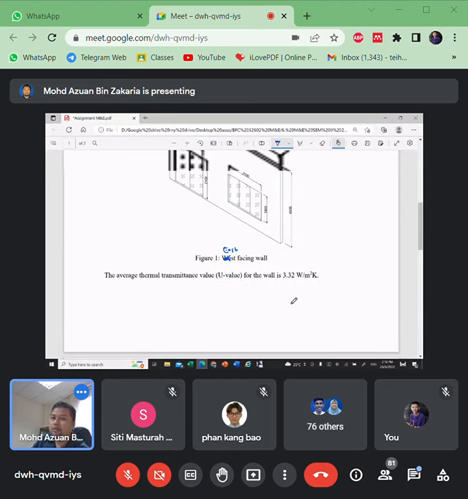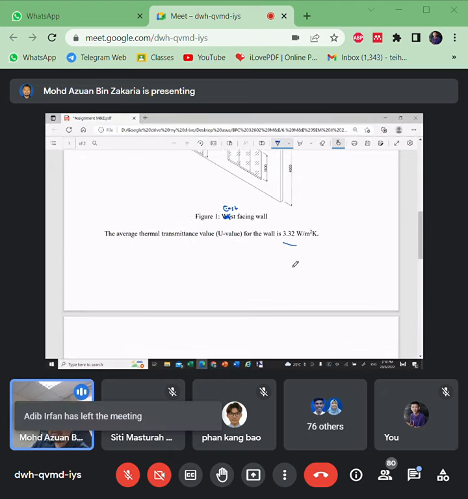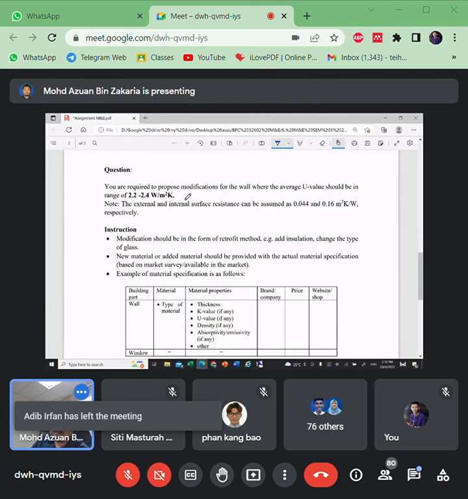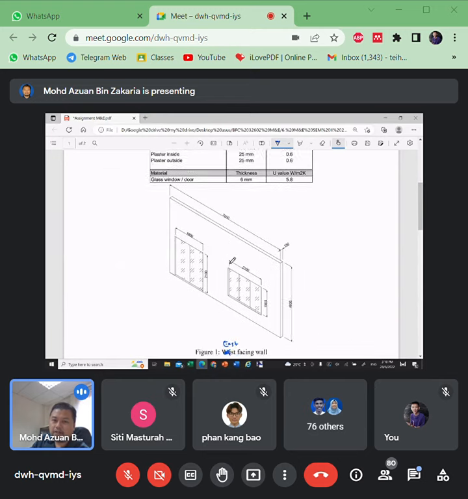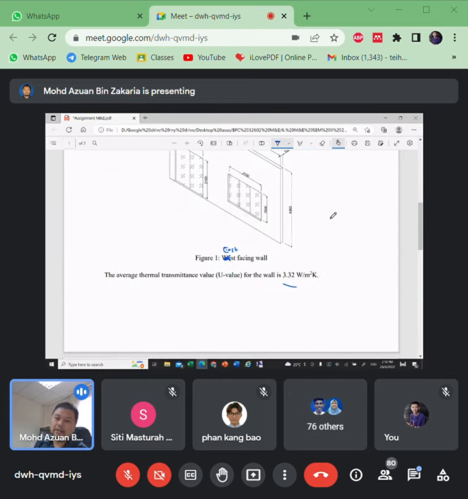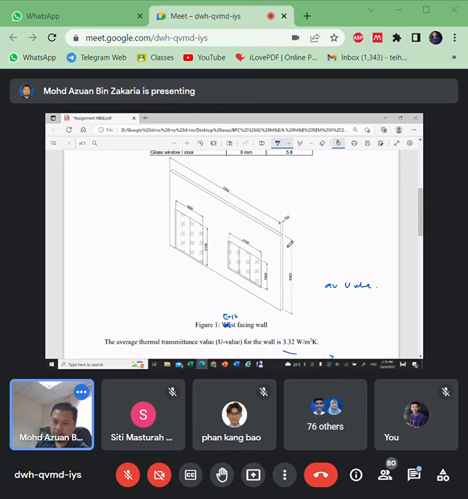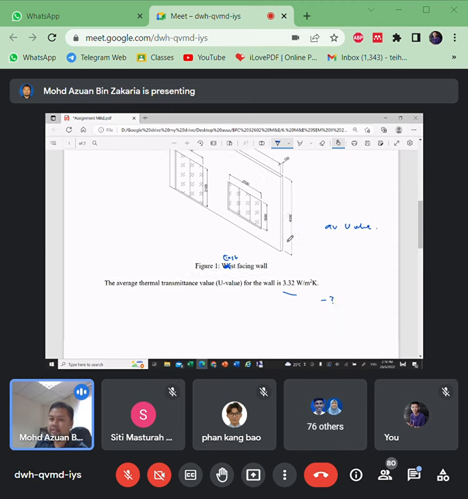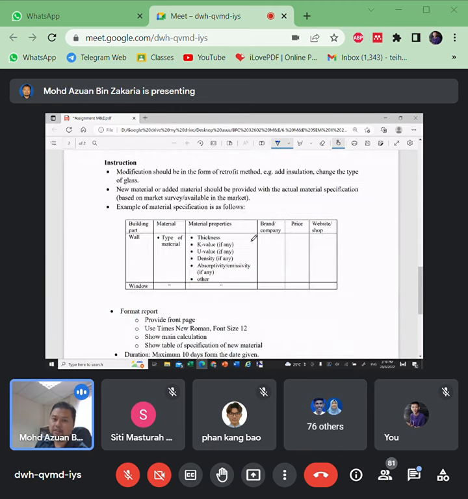Okay, and then what is the final average U value after you install this one. Okay, so given this average, what you need to do is to calculate average U value. But you need to find a material to improve. For example, you want to add insulation. How many thickness is required and what is material specification you need to provide here.